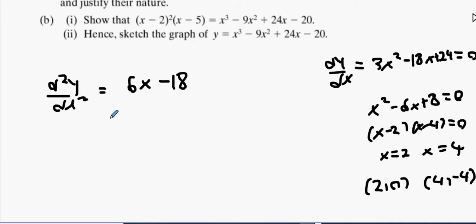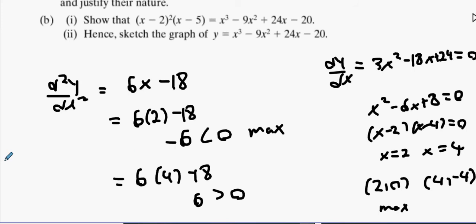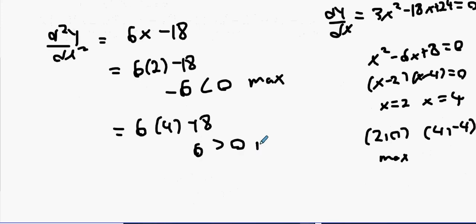Okay. What happens when you test 2? What do you get? Minus 6 is less than 0, which makes it the max. And then what happens when you sub in 4? You get 6, which is bigger than 0, which is the min.